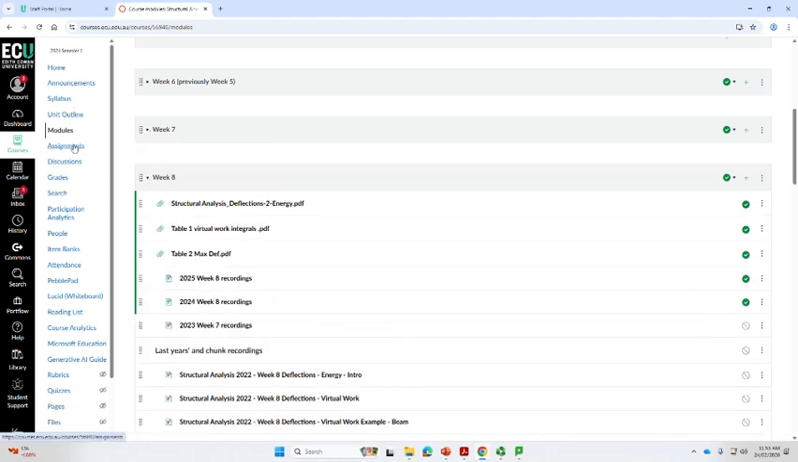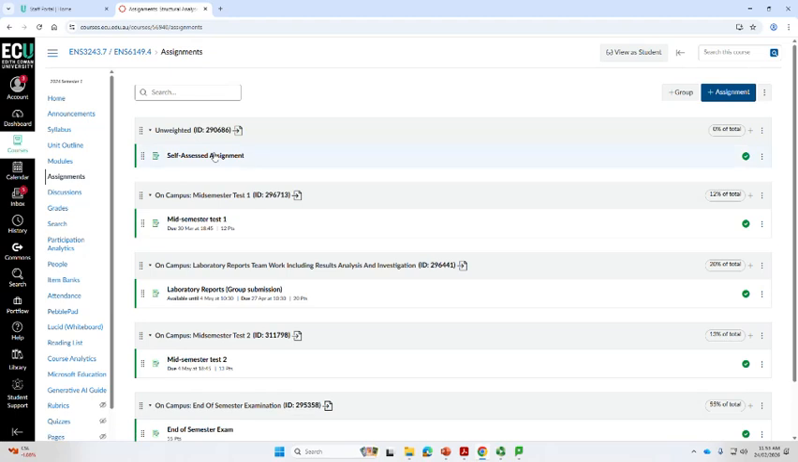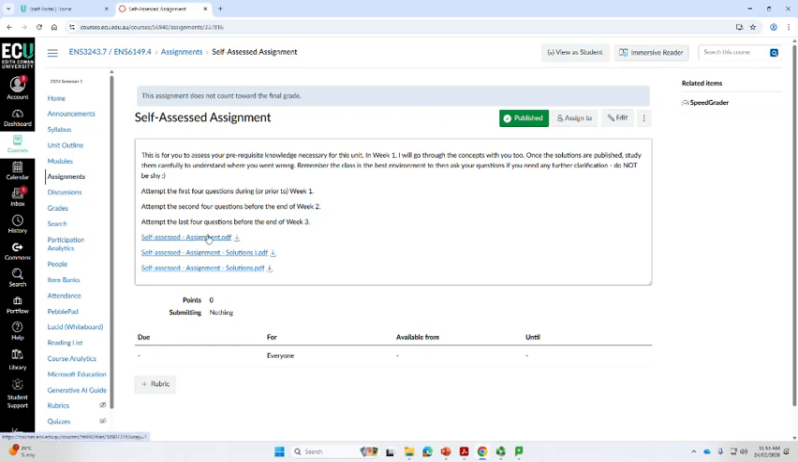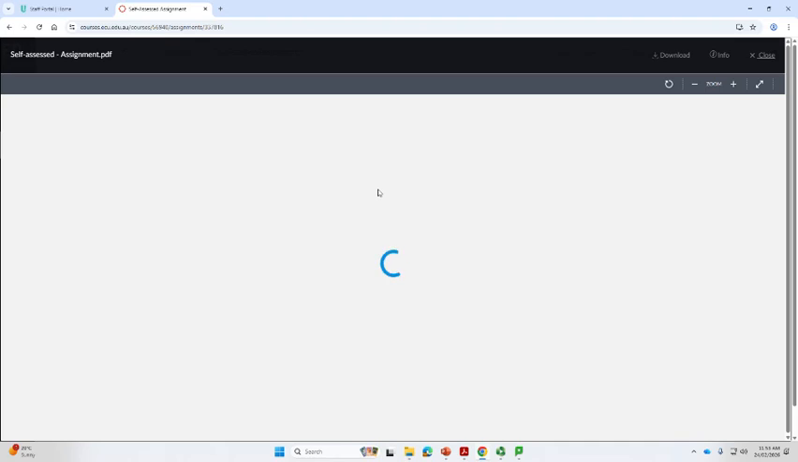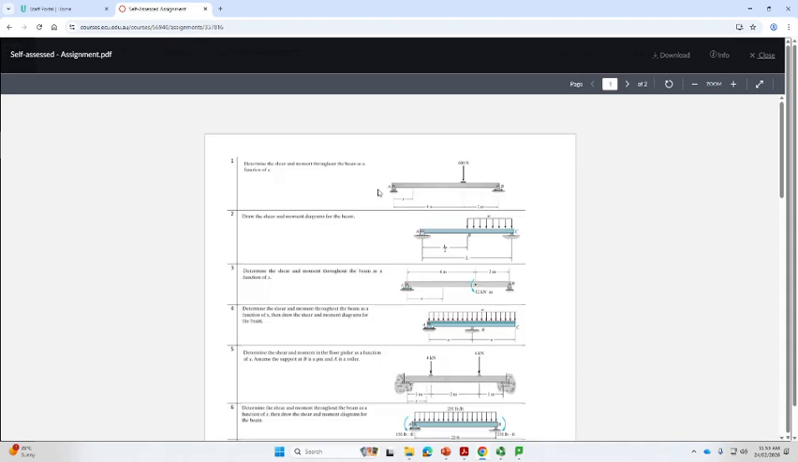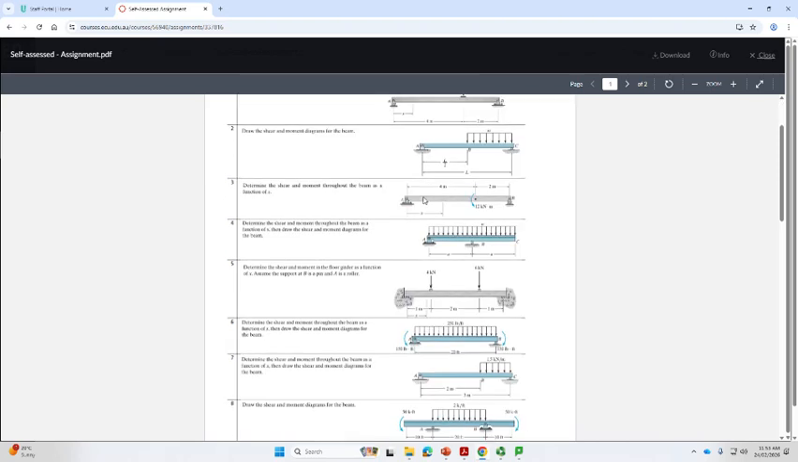Okay. Then you've got assignments. I've got a self-assessed assignment. Again, you've got access to solutions. I'm always in two minds whether or not to give you solutions, because I don't want you to look at solutions unless you've really, really tried hard to generate the solution yourself before you look at the given solution. I encourage you to go through these at least.